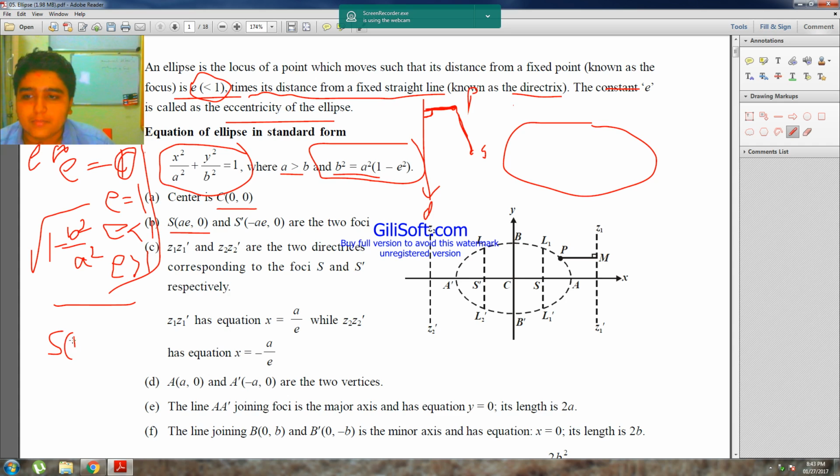It can be written as plus or minus ae, 0. Okay, this is the coordinate of focus. Why do we say plus or minus? Now this is interesting because an ellipse has got two foci.